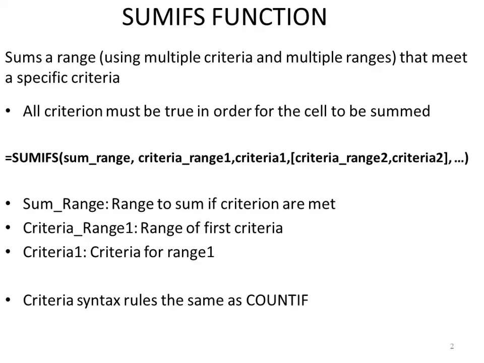The sum_range argument is the range to sum if all of your criteria are met. The criteria_range1 argument is the range of the first criteria. Criteria1 is the criteria that you're using for range 1. Criteria_range2 would be the range of the second criteria, and criteria2 would be the criteria for range 2. The criteria syntax rules are the same as COUNTIF.